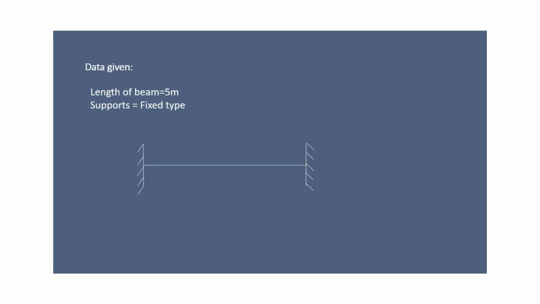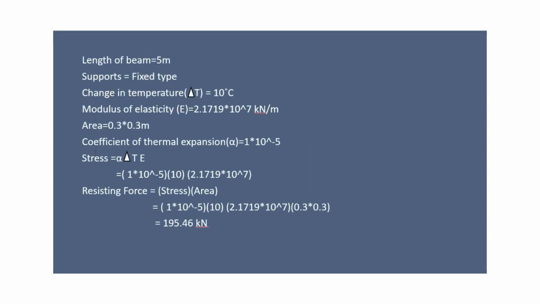coefficient of thermal expansion from the command file in STAAD Pro, put these values into the formula, that is stress equals alpha delta T into modulus of elasticity, and multiplying the stress by the area of the cross section we will get the resisting forces, which is our reaction force, that is 195.46 kN.